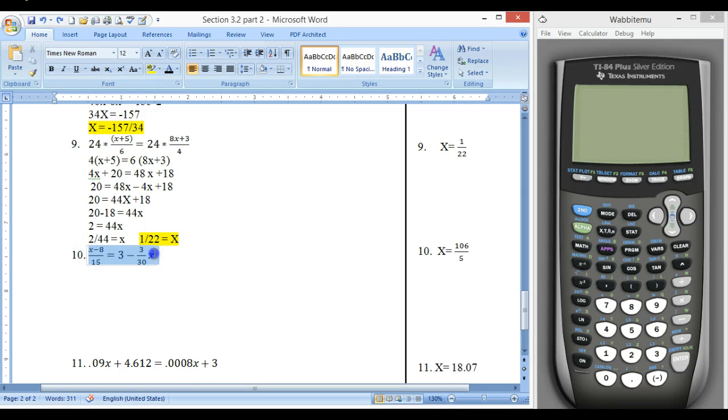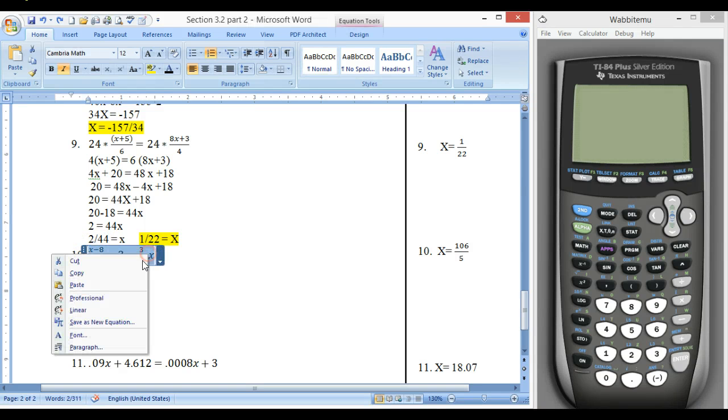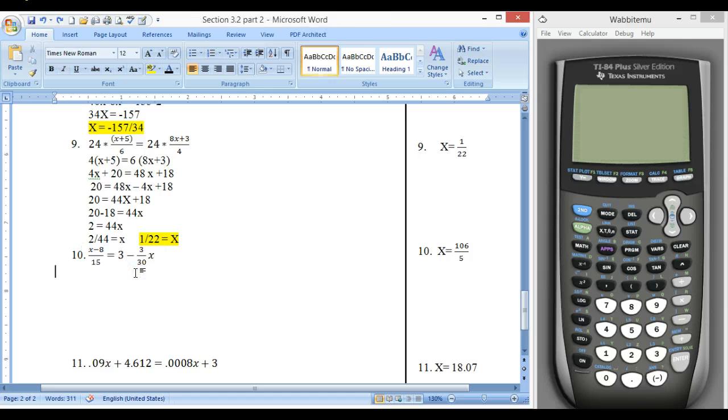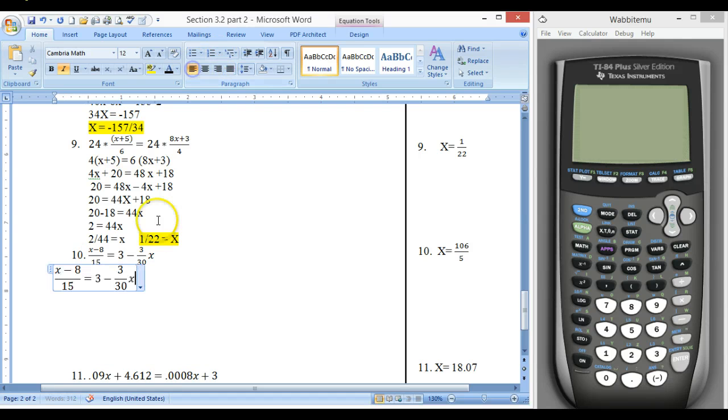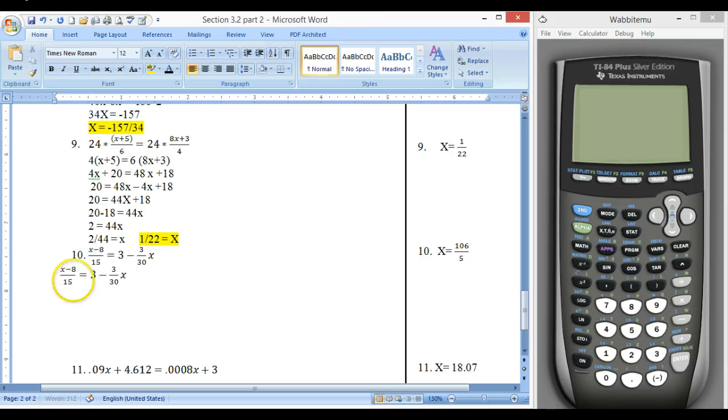I'm going to copy this and paste and multiply both of these by 30. Okay, so multiply every single term by 30. 30 times, 30 times. And the reason I do it out in front is because it gets kind of muddied if I put it at the end.